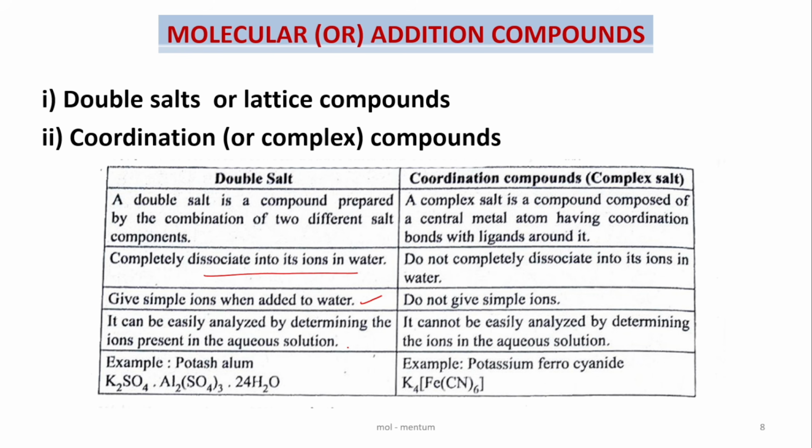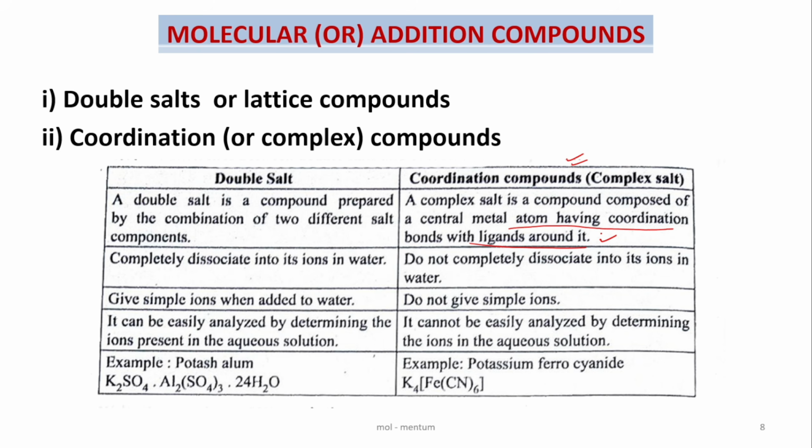So it can be easily analyzed by determining the ions present in the aqueous solution. Now, these addition salts, or the common name is double salt, are different from coordination compounds. A coordination compound does not dissociate. A coordination compound is a type of complex salt in which the central atom has a coordination bond with the ligand.